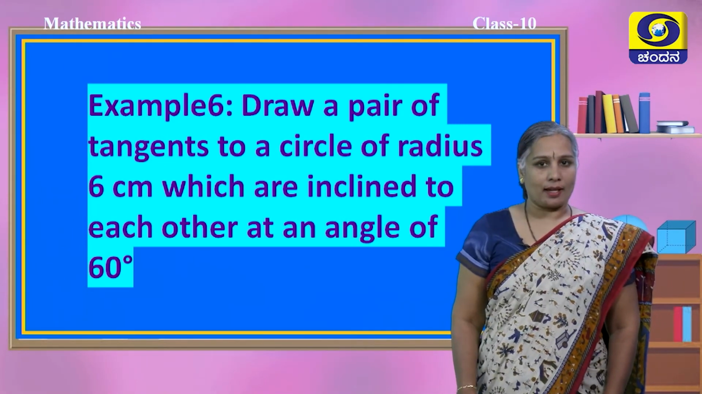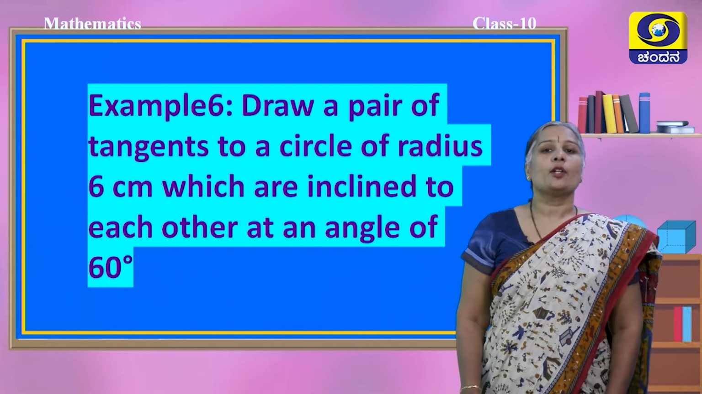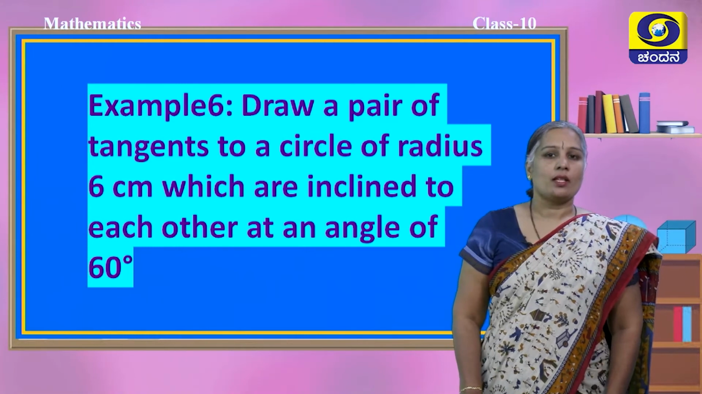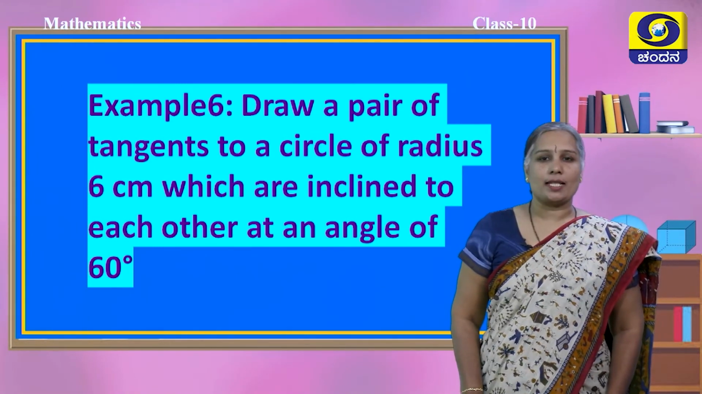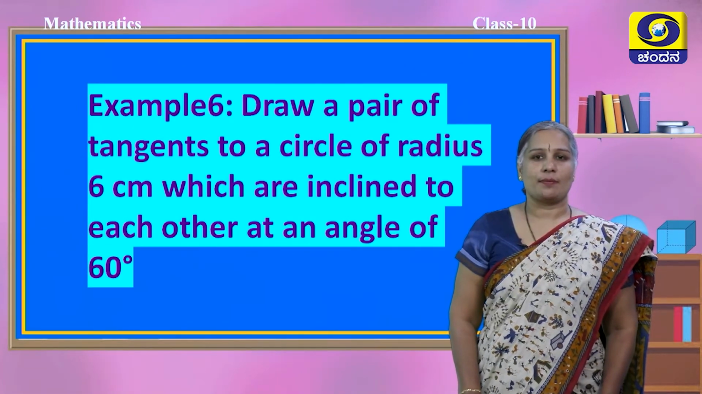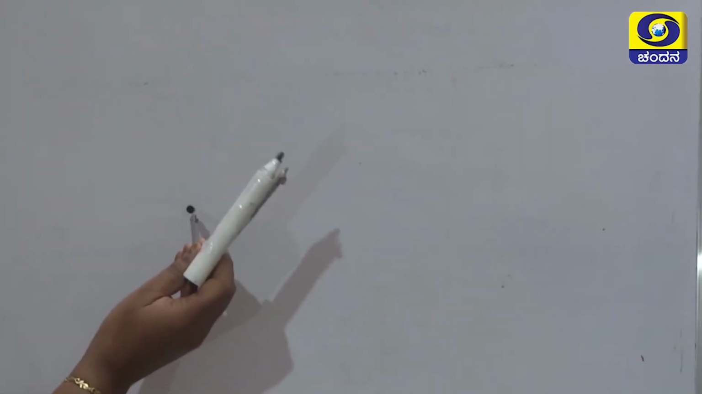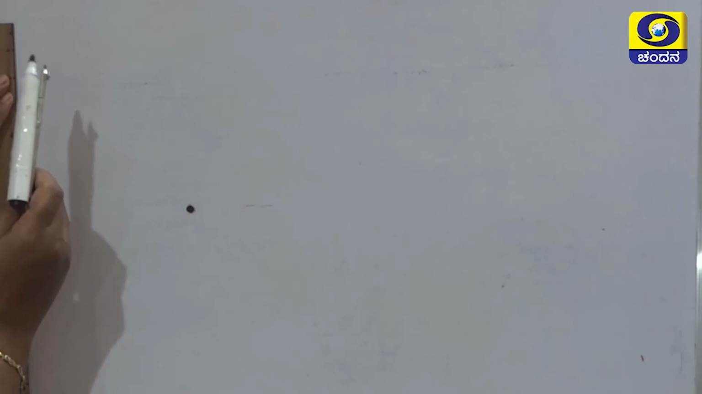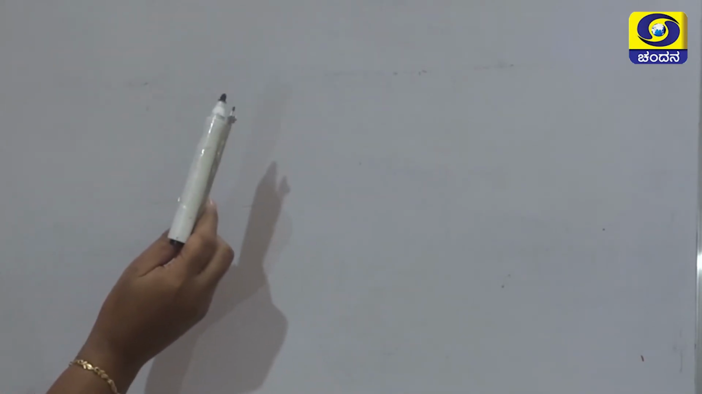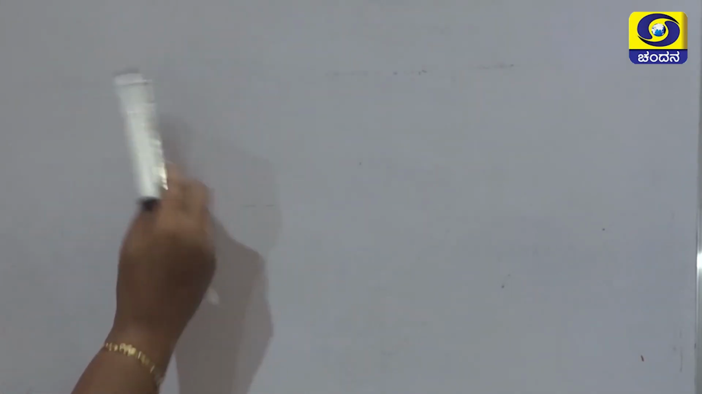Using that angle, we have to create 2 radii spacing 120 degrees. Then we have to create two tangents at end point of the radii. Let us see how to do this. To do this construction, let me draw a circle of radius 6 centimeter. For that, measure the radius 6 centimeter using compass. Now, make a circle of radius 6 centimeter.